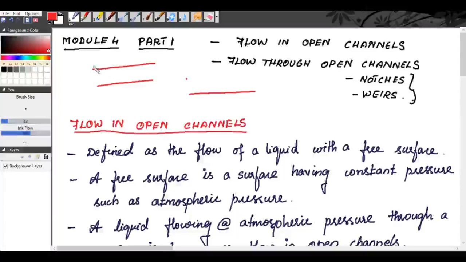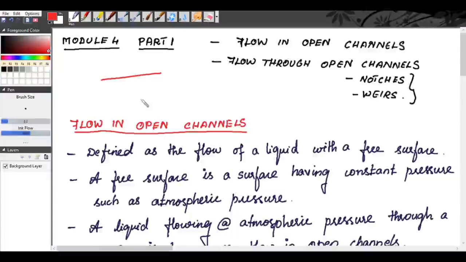And when the pipe is not flowing full, if this is the free surface of water and the pipe is not flowing full, that also can be dealt with as open channel flow. Now, what is flow in open channels? How is it defined? Flow in open channels is defined as the flow of a liquid with a free surface. So there should be a free surface.